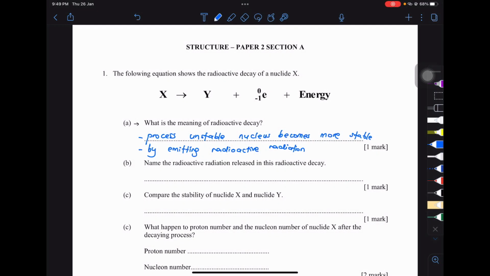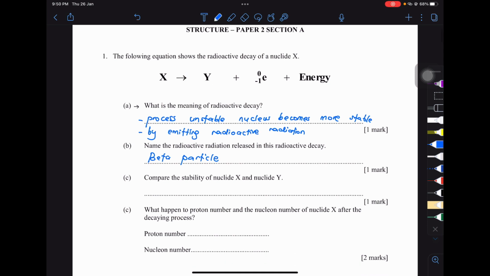Another easy question. Name the radioactive radiation released in this radioactive decay. We see this symbol. This symbol means we have a beta particle, because we know a beta particle is an electron. Compare the stability of nuclide X and Y. X is before the arrow, Y is after the arrow. That means Y is the one after decay. So Y is more stable than X.